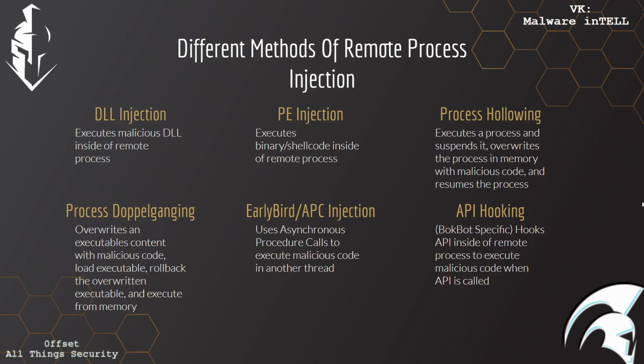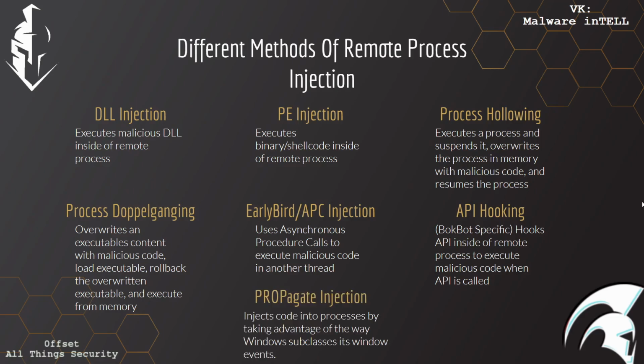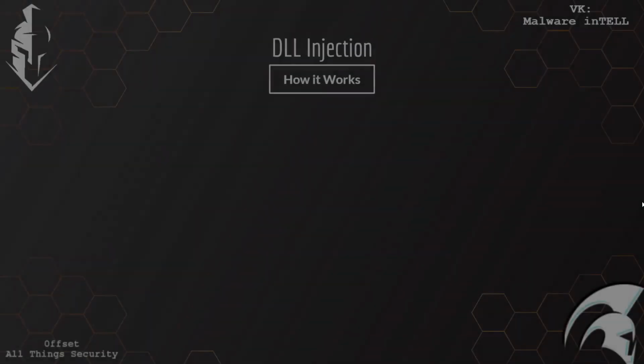This may be found in other samples, but we're going to be focusing on the most common one, which is BokBot. And finally, we've got the propagate injection method. This injects code into processes by taking advantage of the way Windows subclasses its window events. So now we've covered the different methods of remote process injection we're going to be covering. Let's have a look at DLL injection.